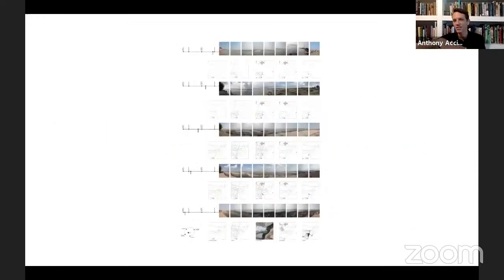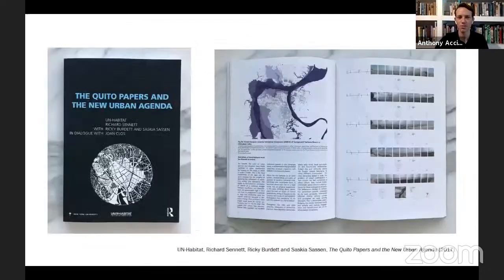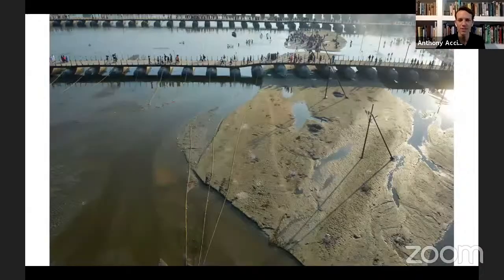And so then this is a kind of summation of all of those layers of photographs that I was mentioning to you before. And these drawings have been cited, say, in the UN Habitat's Quito papers, and in particular because of the way that I draw these biophysical layers, the sacred geography, etc., of the area.